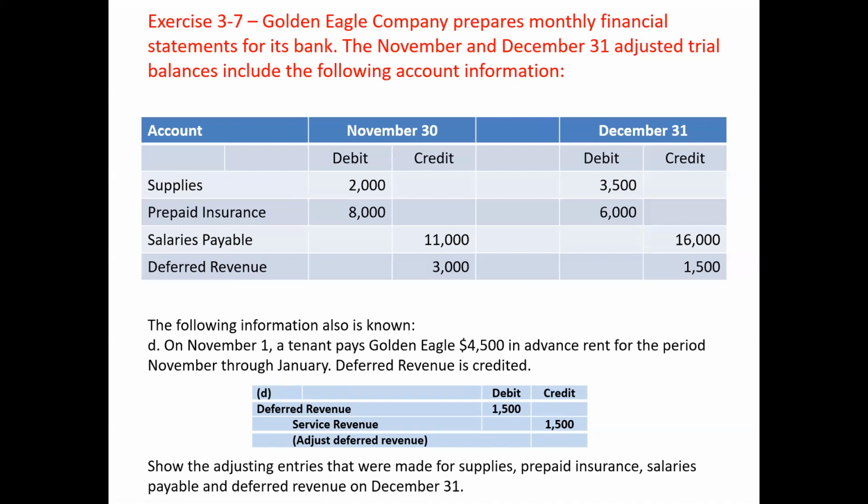On December 31st, we probably did the same thing. Debited our deferred revenue of $1,500, credited rent revenue or service revenue. And we're probably going to do that again in January, aren't we?